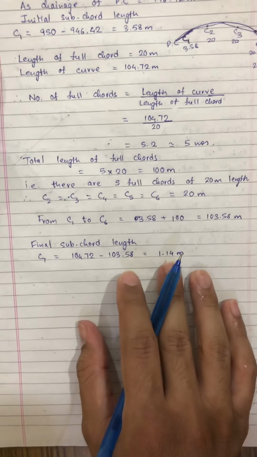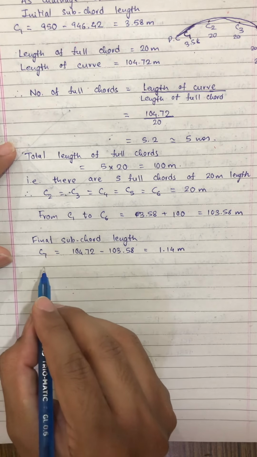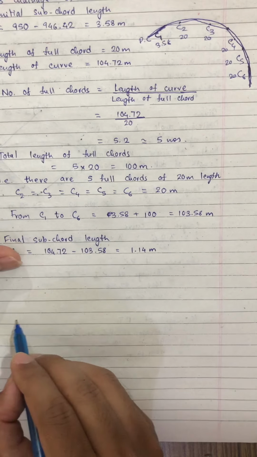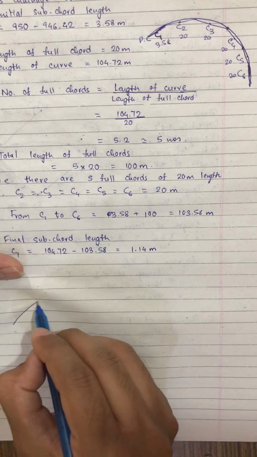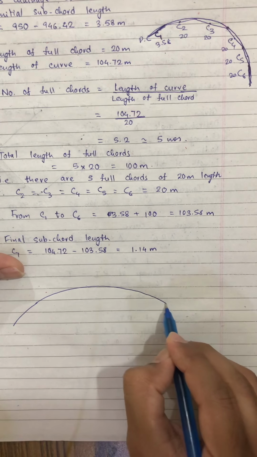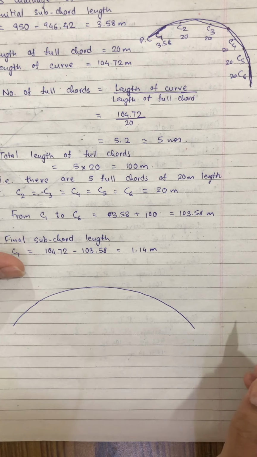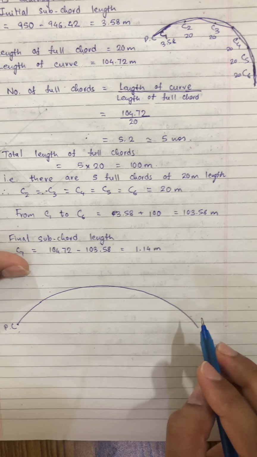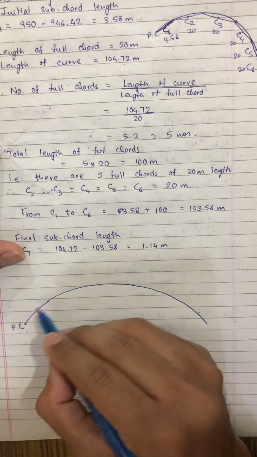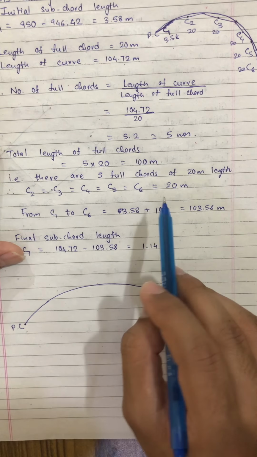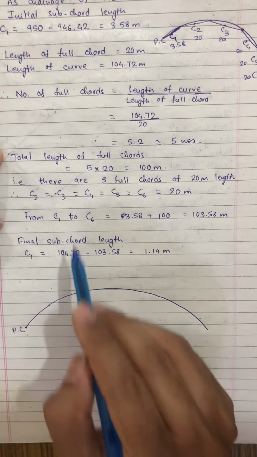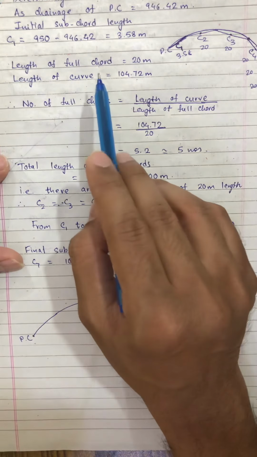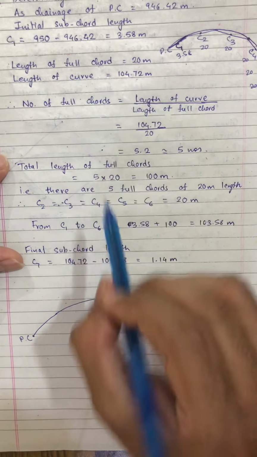Okay, so what we got here are all the chord lengths. So one more chord length will be there over here. So let us make another curve like this. Now suppose this is the point of curve, and we now have 7 chords. From C1 till C7, the total length is equal to 104.72.